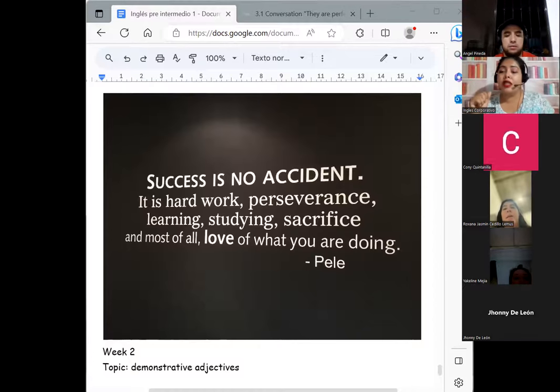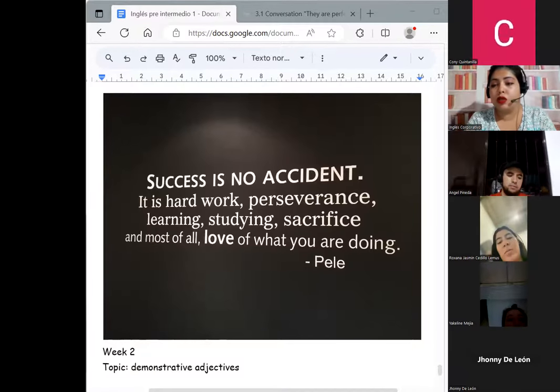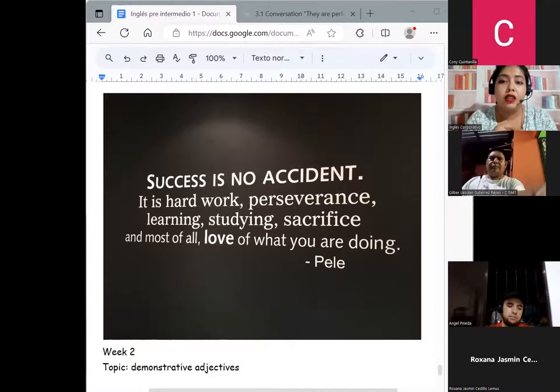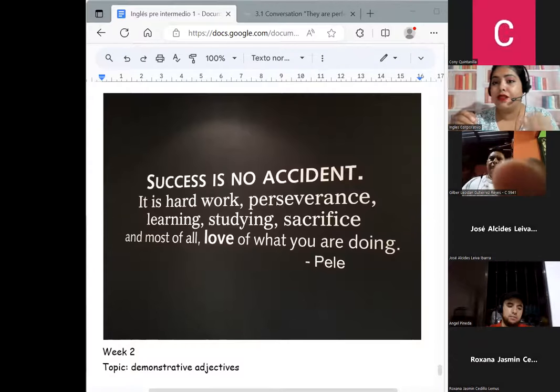But first, we are going to listen to a conversation related to this topic. In this conversation, you are going to see the use of these words. You are going to see how we can use those words in a casual conversation, and you are going to see what the demonstrative adjectives are. If you have the information about the demonstrative adjectives, you are going to find really fast what the demonstrative adjectives are in the conversation.